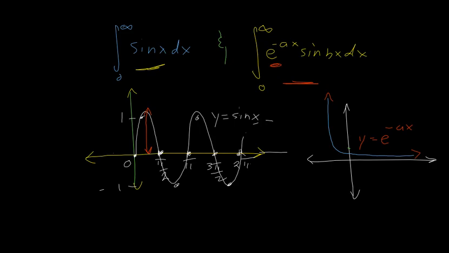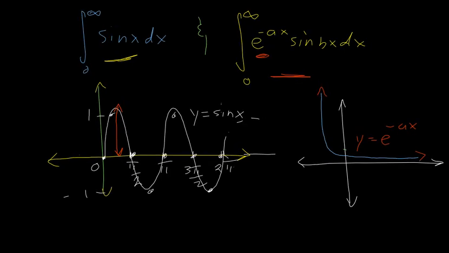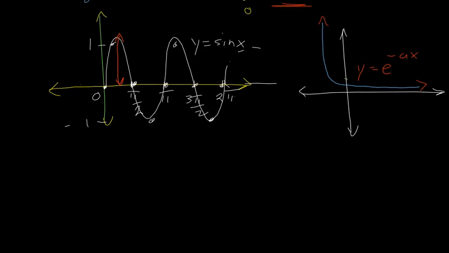Now this changes everything. As x increases, the exponential term forces the amplitude of the sine wave to shrink. If we were to combine it as e to the negative ax sine bx, that's what would happen. As we zoom in on these graphs, as x increases, the exponential term forces the amplitude of the sine wave to shrink.